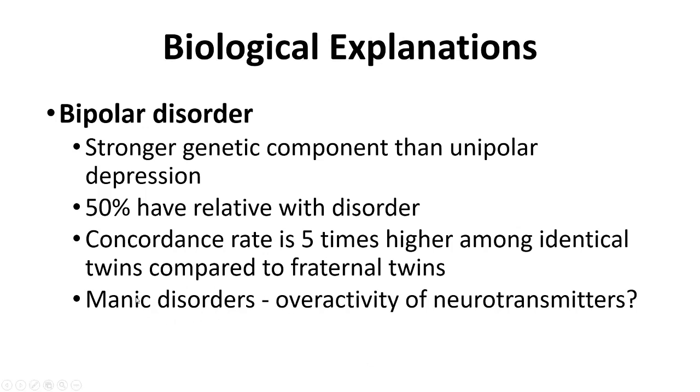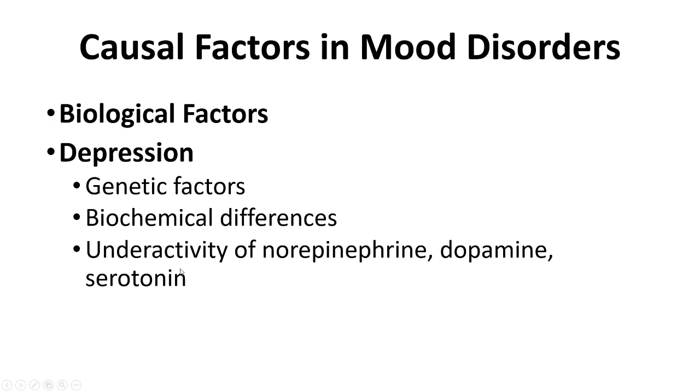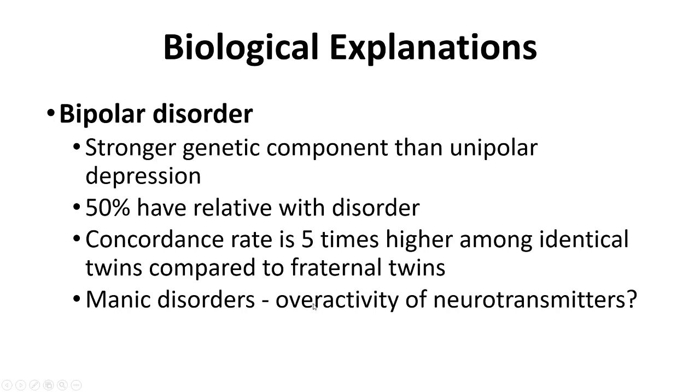And there's some evidence that for a lot of these sort of manic-related disorders, so things that have that mania component, like bipolar, maybe it's an overactivity of neurotransmitters. So unlike just depression, where it's an underactivity of these specific transmitters, there's some theory that maybe the mania side of things happens when there's too much of certain neurotransmitters. And the question mark means we're not quite sure what's going on, but maybe that's what's going on.